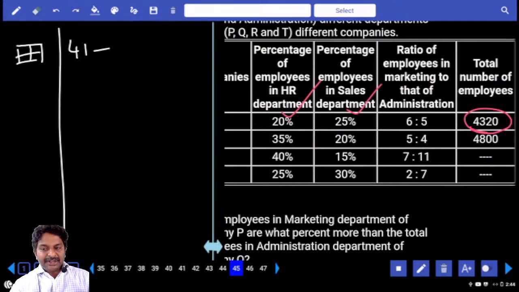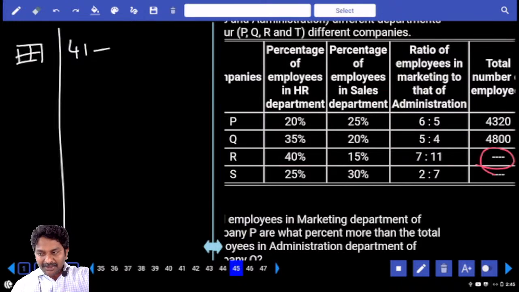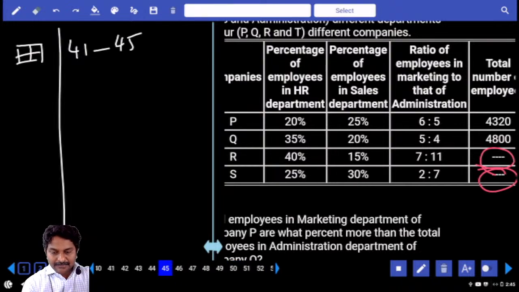We can calculate 20%, 25% to get HR department employees and then sales. We can also calculate remaining. And remaining people are in marketing and administration in the ratio 6:5. You need to spend some time to prepare the table, but you can definitely get it. But the important point is there are 2 missing values, right?